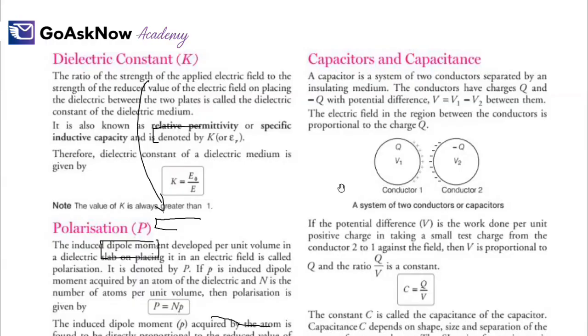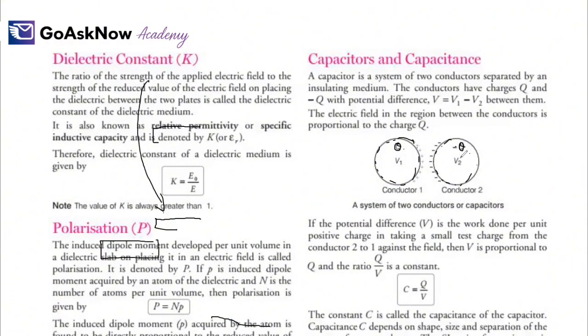So this is a load separated by an insulating medium. The conductors have charge plus Q and minus Q, with potential difference V equal to V1 minus V2 between them. Suppose that here are two spherical conductors. Conductor 1 is there, which has V1 potential and capital Q charge. Similarly, conductor 2 is there, which has a symmetrical distribution of minus Q charge, and V2 is the potential here.